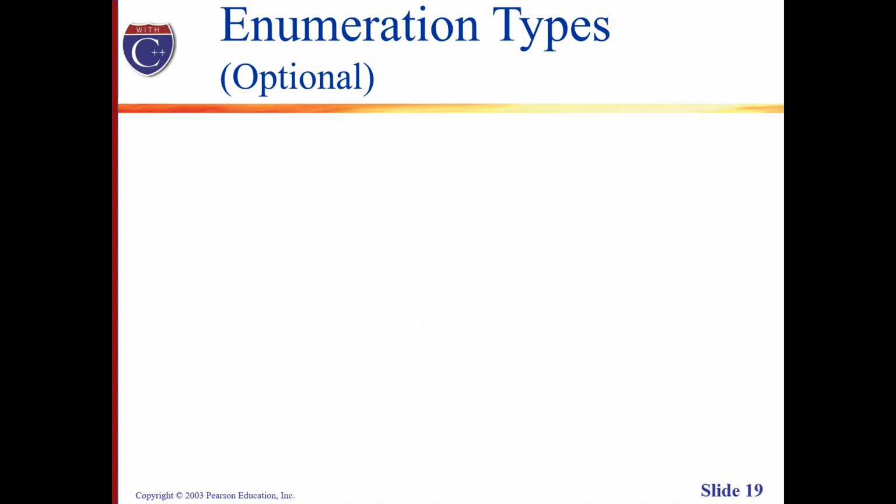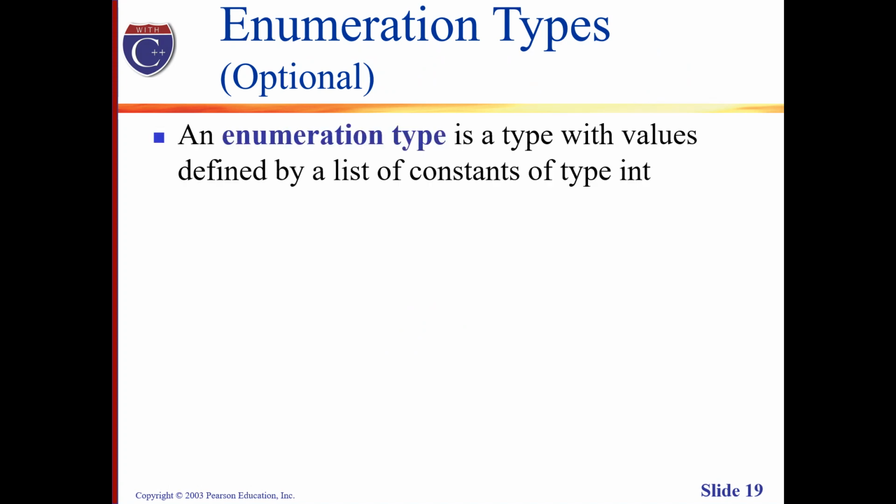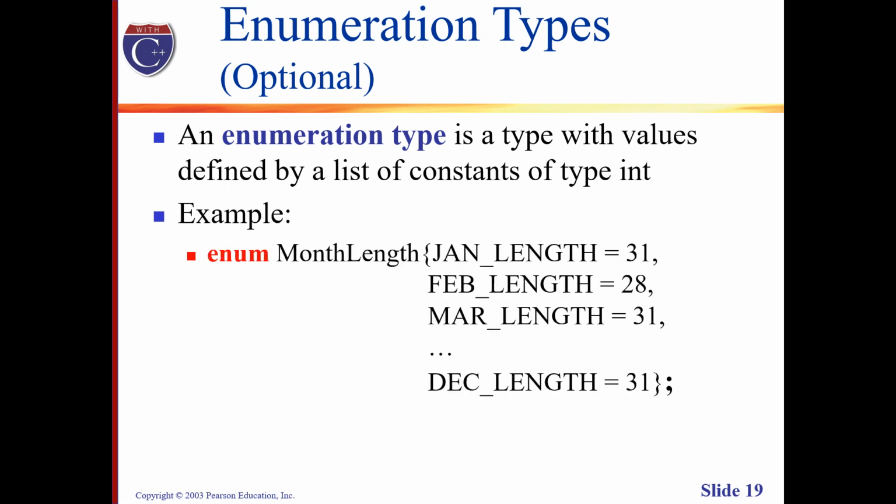And in C++, we also have what we call enumeration types. An enumeration type is a type with values defined by a list of constants of type integer. Here's an example. Let's say we would like to create variables which represent the number of days for a given month. So let's say we are going to name our enumerated type as month.